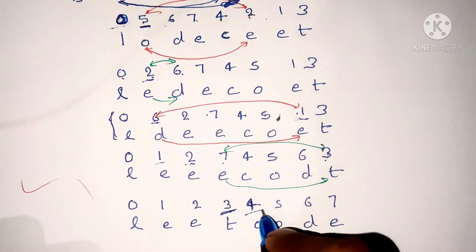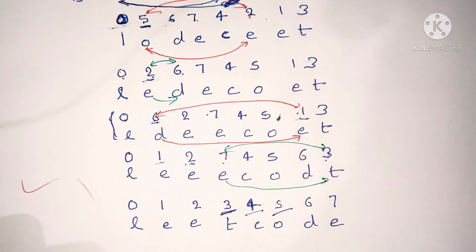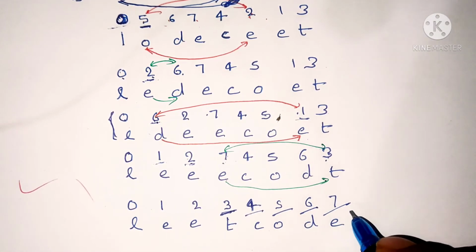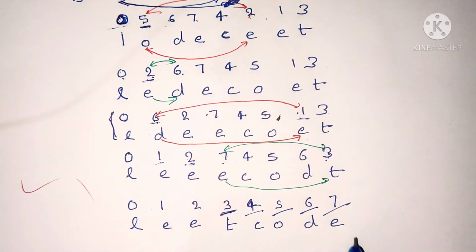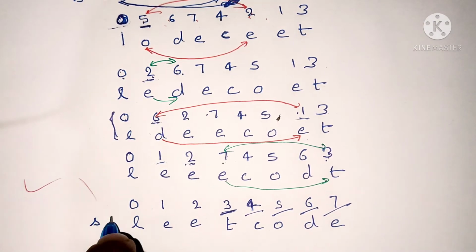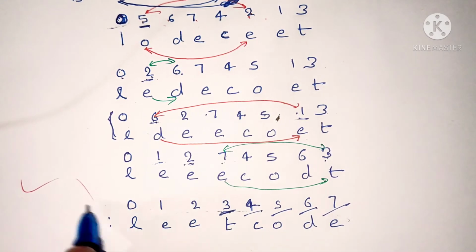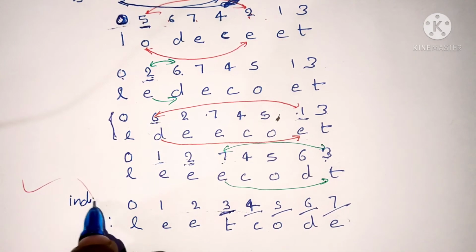Then we move to 4, it is also at its correct position. 5 is also at its correct position. 6 is also at its correct position, and 7 is also at its correct position. So the string also gets sorted according to these indices, right?